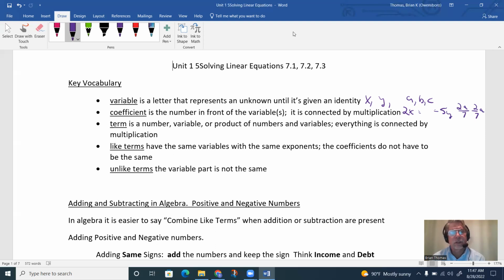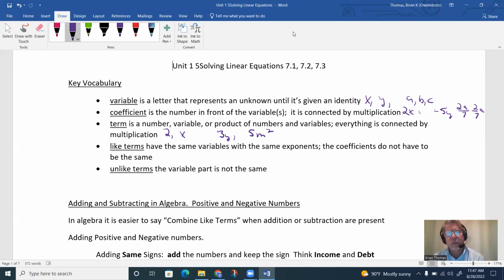So a term is a number, a variable, or product of numbers and variables. Everything is connected by multiplication. So that's a key thing about a term. So a term could be a number, like my favorite number, of course, the number 2. It could be a variable, so it could be x, or it can be products of numbers and variables. So again, we could have 3y, or we could even have them using exponents, like 5m squared, since everything is connected by multiplication.